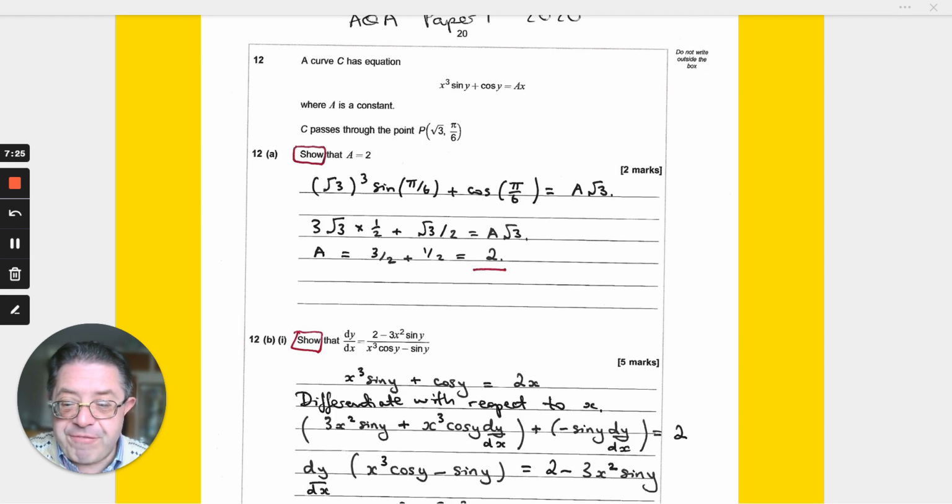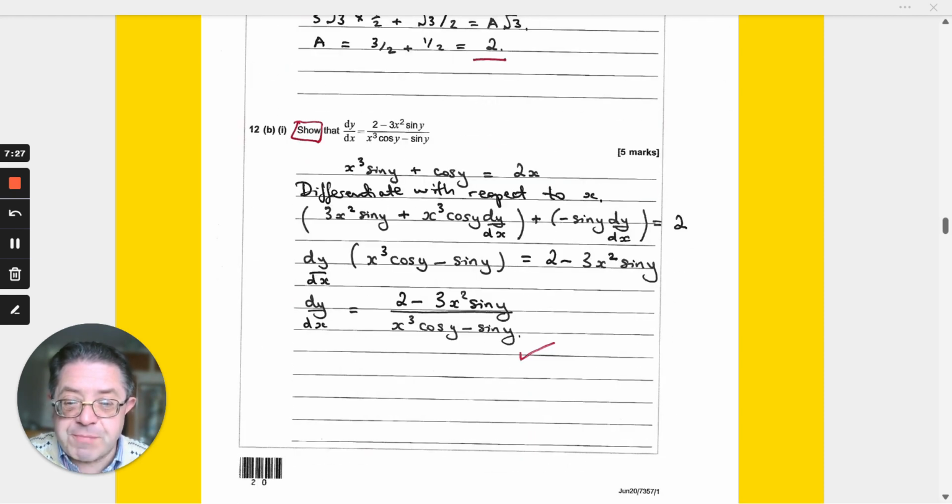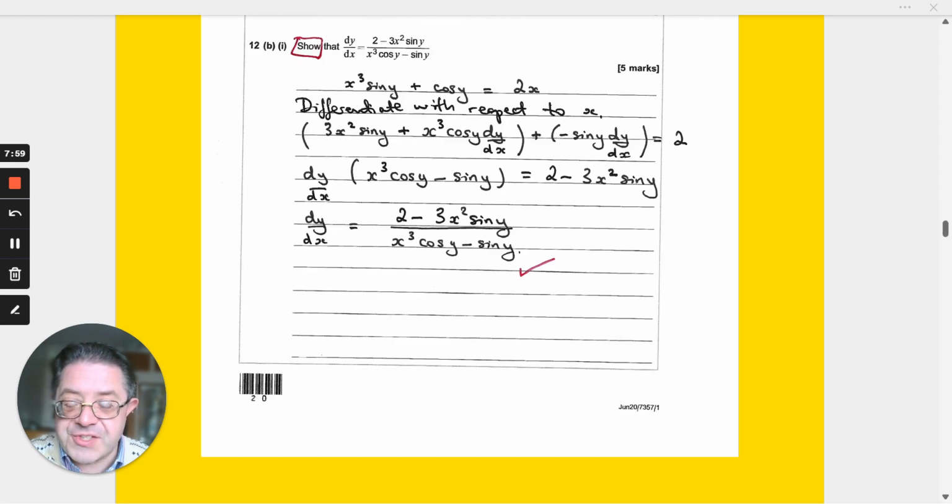In this question for part B, we do need to show that dy/dx is what is stated. So we do need a general formula. Differentiating with respect to x, using the product rule first of all, we get 3x squared sine y, add x cubed times cos y dy/dx. For cos y we get minus sine y times dy/dx. And on the right hand side we get 2. So take all the dy/dx terms together and all the other terms to the other side, and we get the expression as stated.